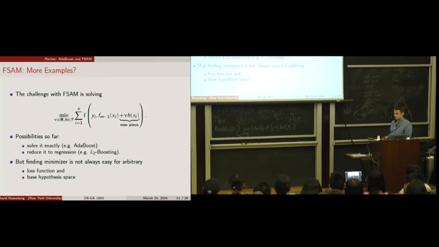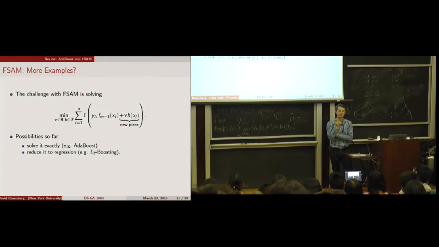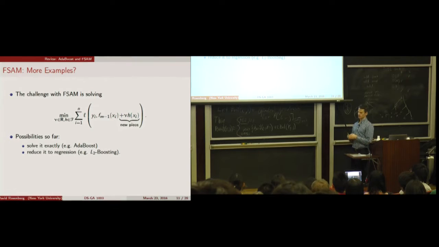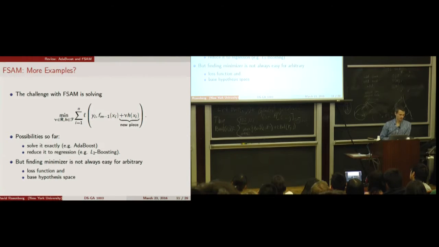This is an error. What I was saying is that this reduces exactly to AdaBoost under the assumption that your weak classifier is a perfect weak classifier. It isn't really just a weak classifier, but a classification algorithm that gives you the best weak classifier in the hypothesis space, which is not necessarily easy to do. So I should say, reduce it to AdaBoost. But finding the minimizer is not necessarily easy for an arbitrary hypothesis space and arbitrary loss. So we'd like to find another approach.